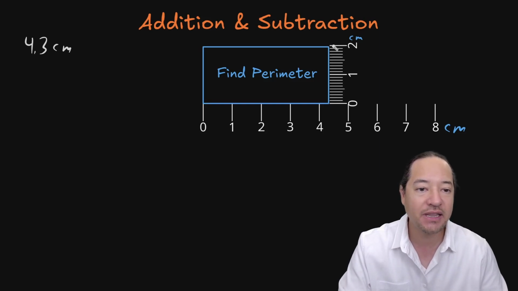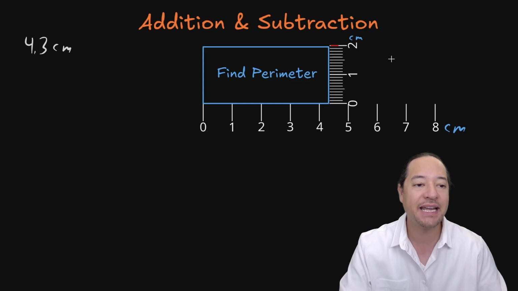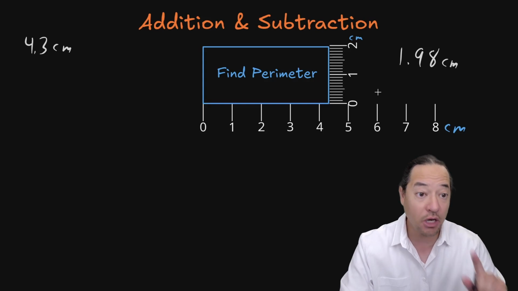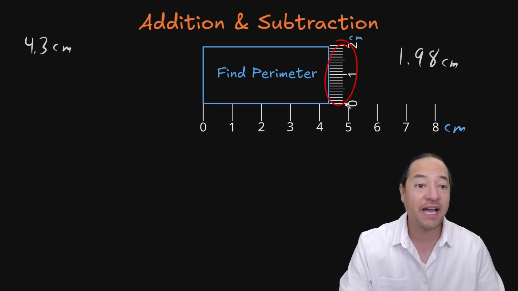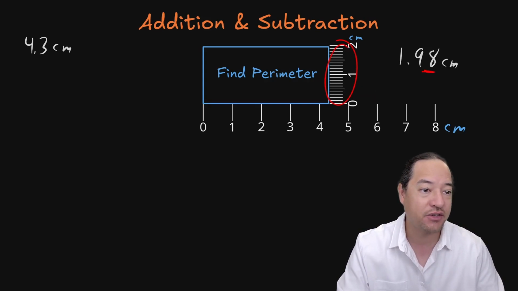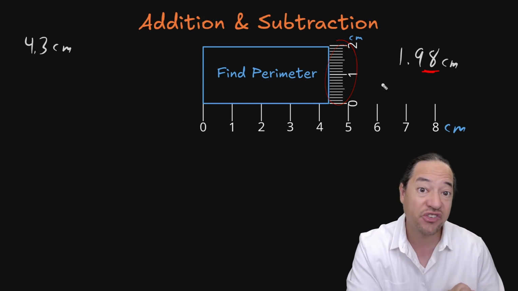Well, it looks like it's a little bit less than 2. So maybe 1.9, and I'll estimate 1.98 centimeters. Okay, so I can go a little bit further. Now notice when I have finer gradations, I can estimate to a greater degree of precision here, right?